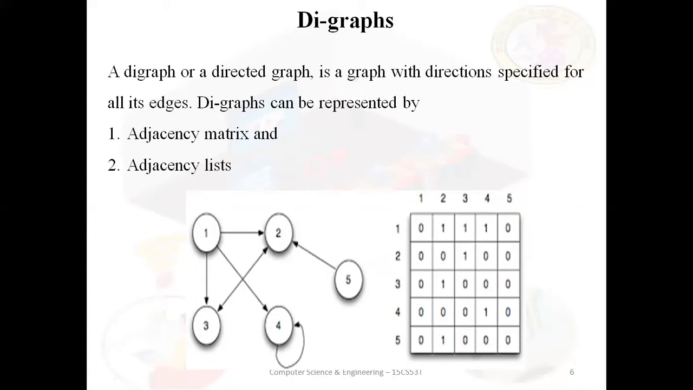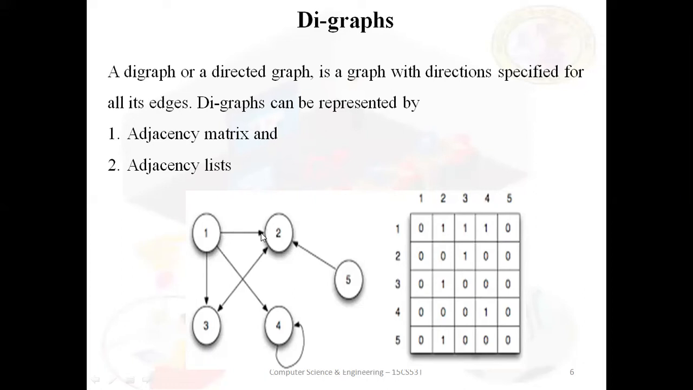So as we can see, 1 to 2, there is an edge. 1 to 3, there is an edge. Then 1 to 4 is also an edge. So all three columns are represented by 1, whereas there is no direct edge from 1 to 5. That's why we are representing it by 0. Similarly, 2 to 1, there is no two-way edge here. There is no edge from 2 to 1.